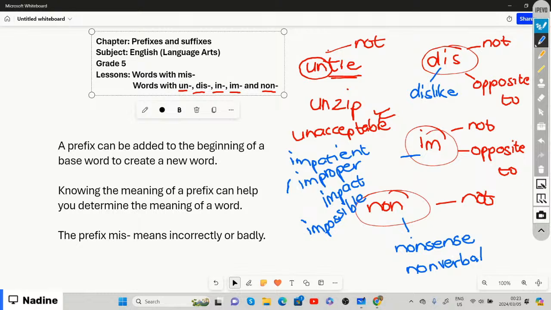Then we have impatient, you're not patient. Improper, that you're not proper at all. Then an impact also can be a negative impact or a positive impact. Impossible, meaning that you won't be able to do it. It is impossible for you to do something. Then with the prefix non, we have nonsense. It does not make sense. Non-verbal, that you are not talking. Then we have the prefix im. Then we have dis, and then we have dislike, meaning that I do not like you.